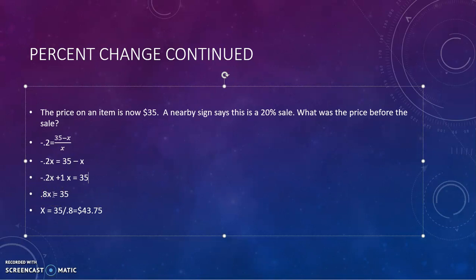Okay, so I have 0.8x. I don't have two x's, I just have one x, so 0.8x. I've seen some people say 0.8x squared. No, this is 0.8x, that's it. And then to solve, I'll divide both sides by 0.8. There we go. Calculator says the answer is 43.75.